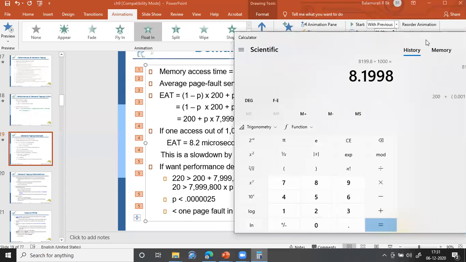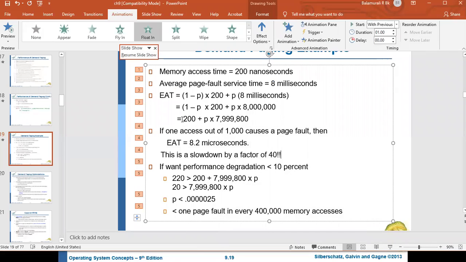Refer to this equation. If there is no page fault, then p will be 0, then this part will be 0. Then the effective access time will be just 200. That is the ideal case, because even if the page is available in the memory, you need 200 nanoseconds. So in the ideal case, if there is no page fault, the effective access time will be 200 nanoseconds.